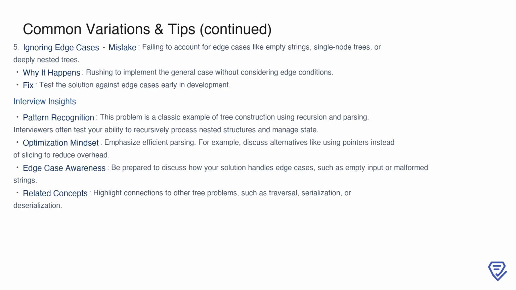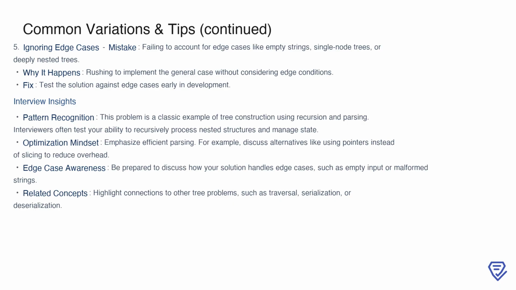Examples include handling empty strings, single-node trees, or deeply nested trees. This often occurs when developers focus on the general case and neglect these special scenarios. The solution is to test your implementation thoroughly against a variety of edge cases early in the process.